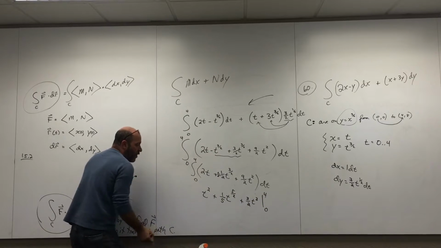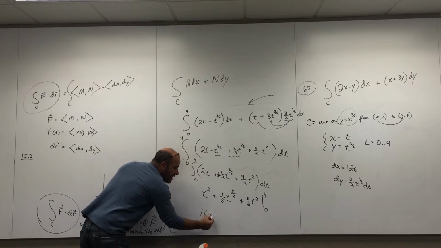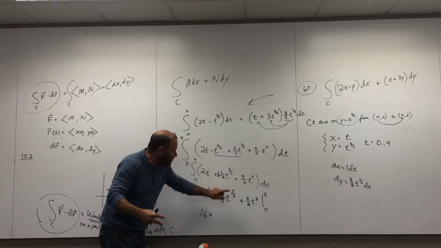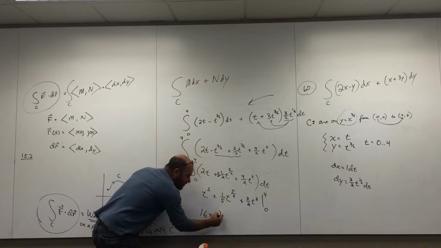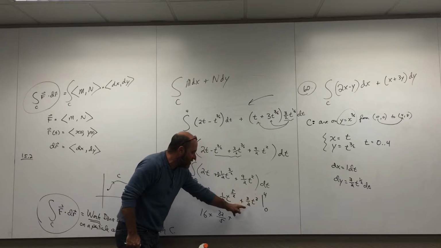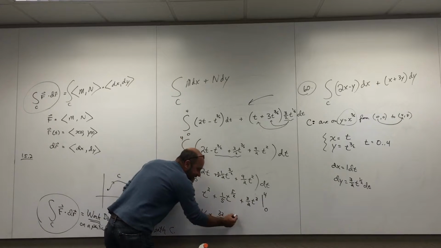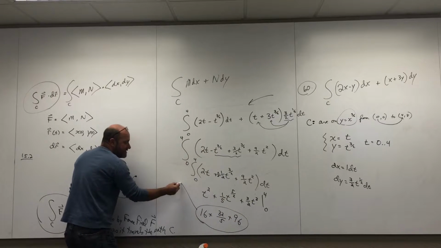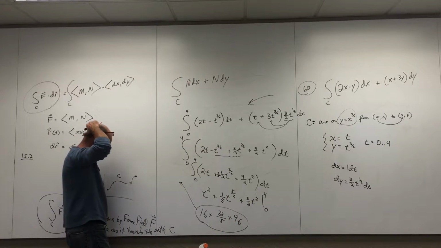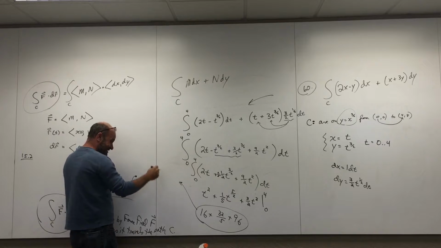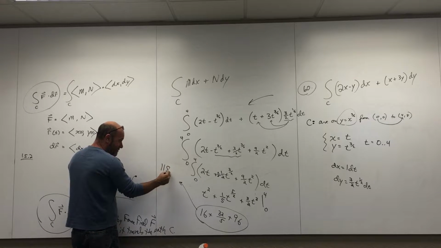That means plug in a 4. 4 to the 5/2, the square root of 4 is 2, to the 5th is 32. So 32/5, plus this is 4 cubed, that's 64, times 3/2 is 96. Plug in 0, you get a bunch of zeros. Please add these numbers. When you add these numbers, the answer is 118.4.